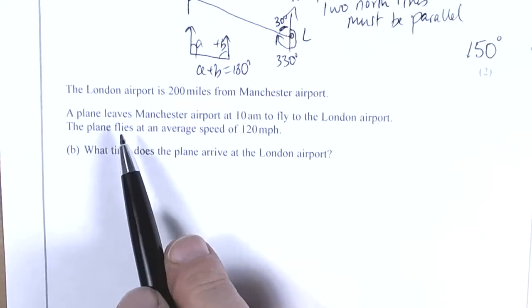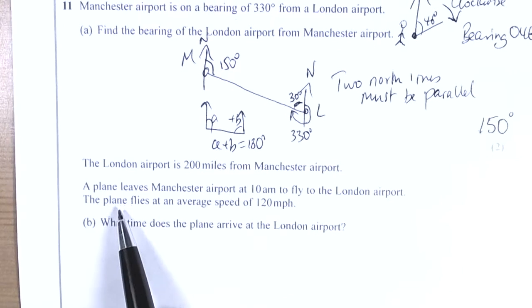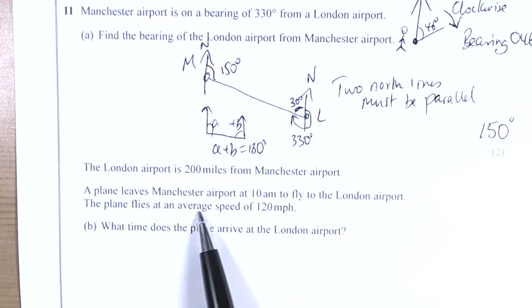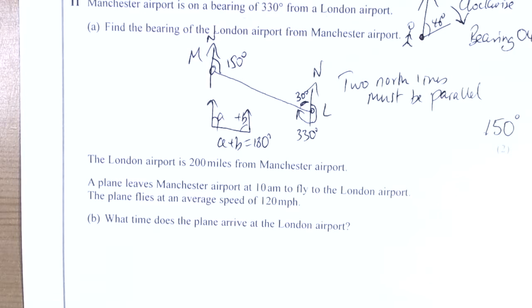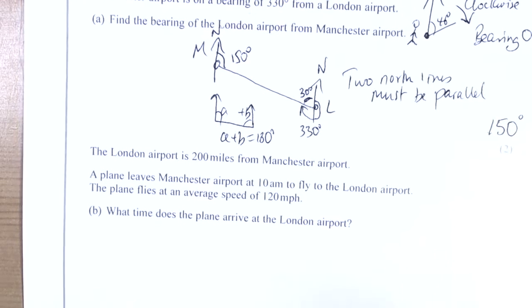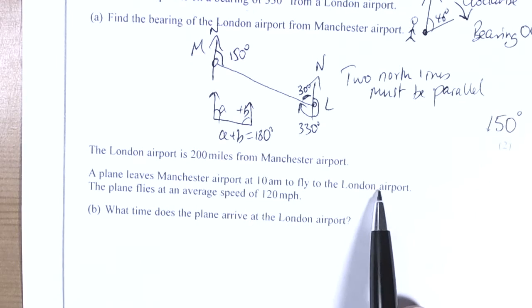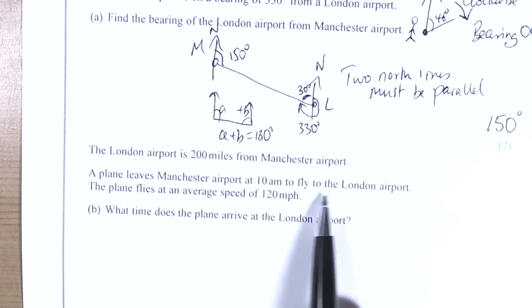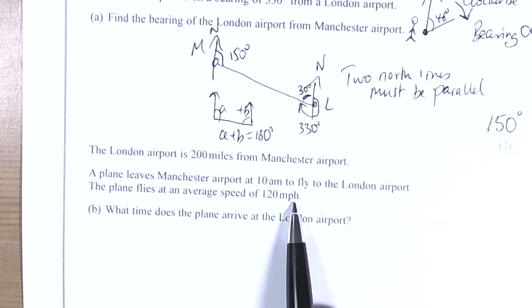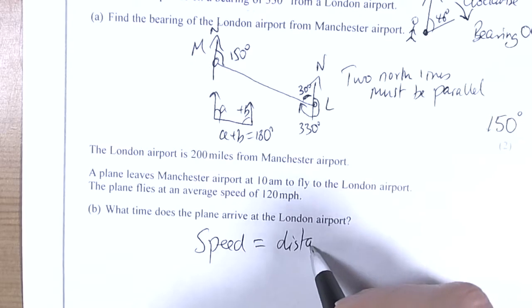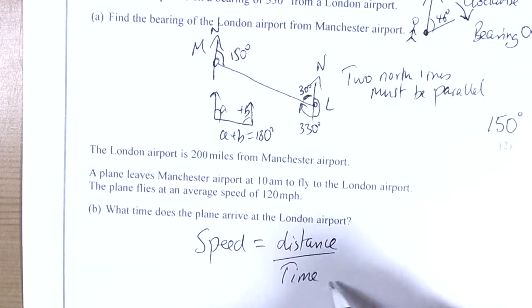Okay, so what's happening next? Well, the plane leaves Manchester, so it's 200 miles between them. It leaves at 10 AM and it flies at an average speed. What time does the plane arrive? So London Airport is 200 miles away. The plane leaves Manchester Airport to fly to London Airport, and the plane flies at an average speed of 120 miles per hour. So speed equals distance divided by time.